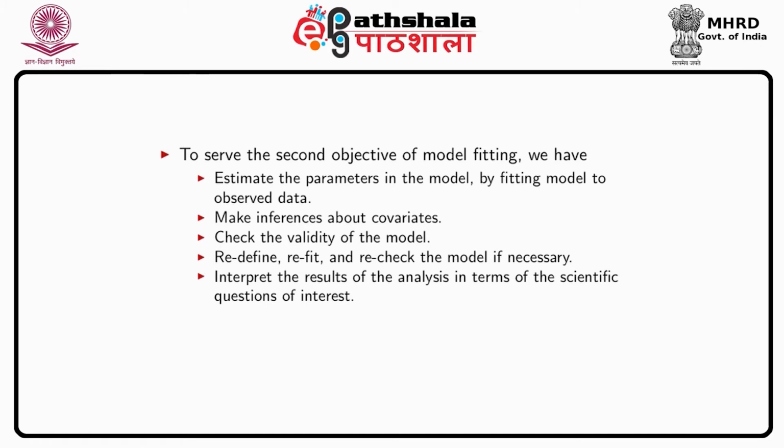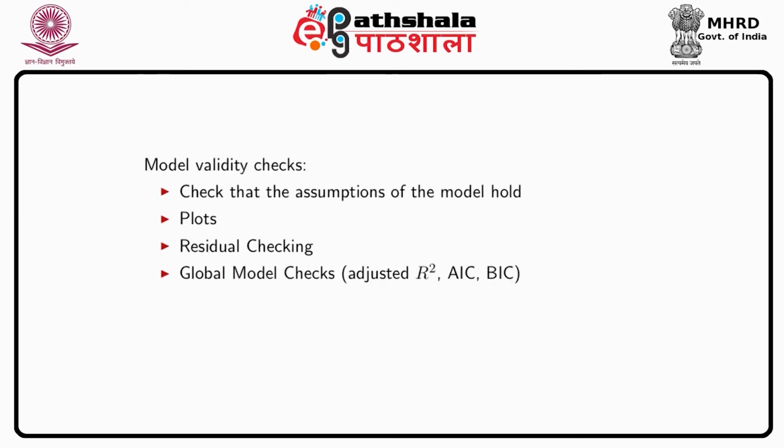In this module, we will discuss the different model assumptions which need to be checked in order to validate the model which we have fitted to the given dataset. Now, for model validity checks, we check that the assumptions of the linear model hold. Plots of residuals against the predictor are also made. We also check for the normality of the errors, and some of the global checks are adjusted R-square, AIC and BIC. We will later on describe what each of these criteria are and how they come in handy when checking the assumptions for a linear model.